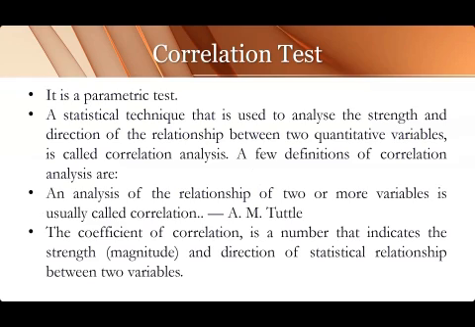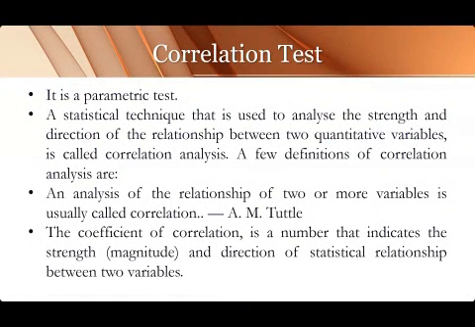I'm repeating again, Pearson correlation is a part of the parametric test. Right now, I'm discussing Pearson correlation. If we are going to conduct Pearson correlation, we require two quantitative variables. Two quantitative variables are required. The main objective of conducting Pearson correlation is to analyze the strength and direction of the relationship between two quantitative variables. If you have interval data or ratio data, one can conduct Pearson correlation.